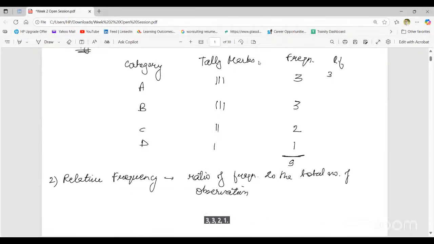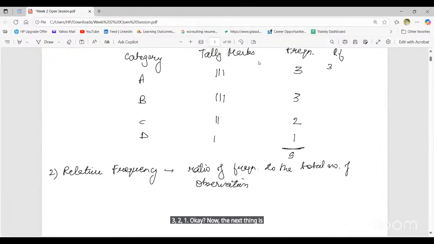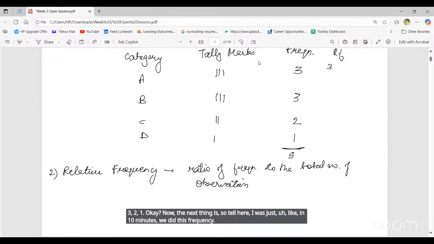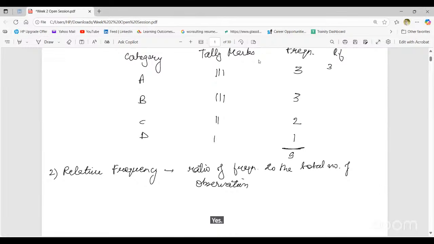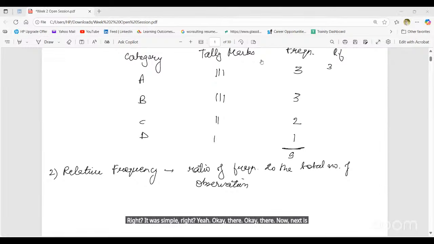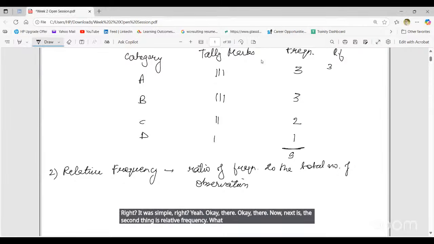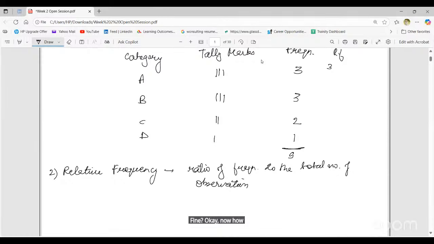Till here, in 10 minutes, we did the frequency. Is this thing clear? Okay. Now the second thing is relative frequency. What is the relative frequency? It is the ratio of frequency to the total number of observations, or you can say the sum of the frequencies. Now, how are we going to calculate the relative frequency here?